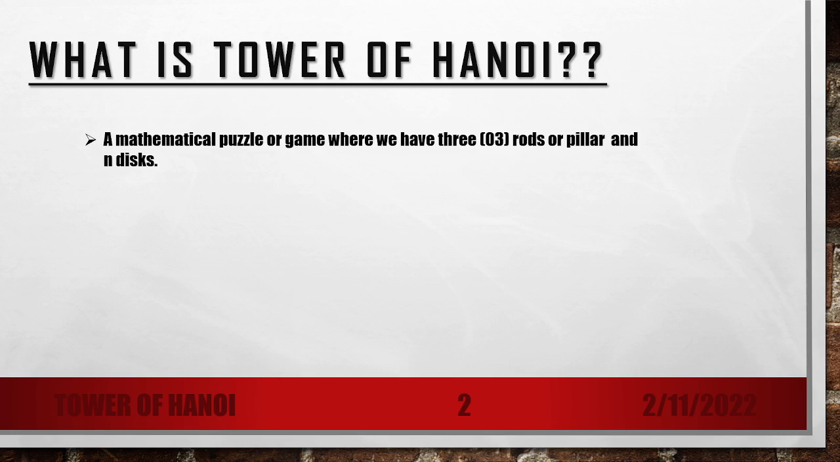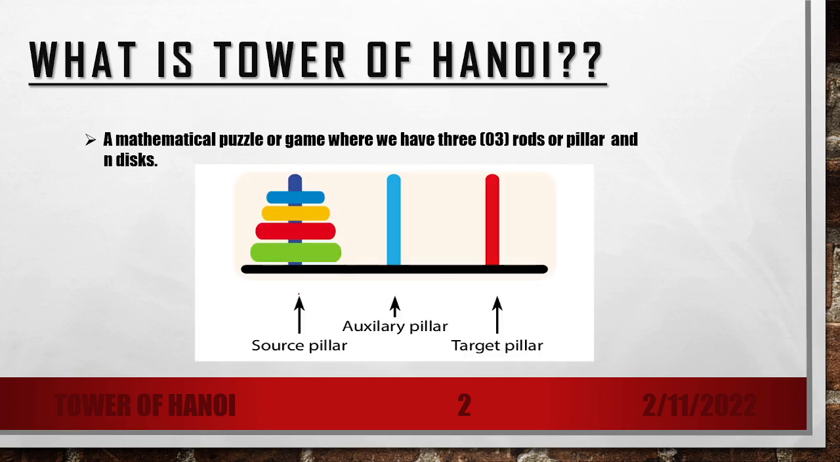It is a kind of game where we have three pillars. Sometimes they're called rods, or in some places they're called pillars. And in these pillars there are n discs. So for better understanding, we can see a picture of Tower of Hanoi.